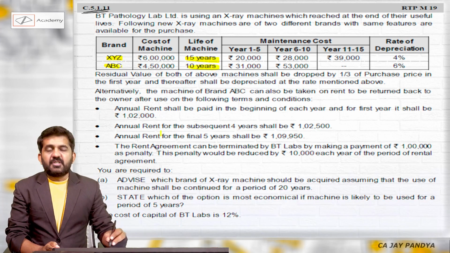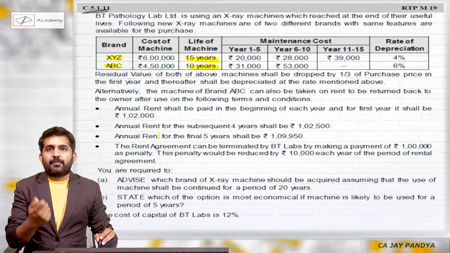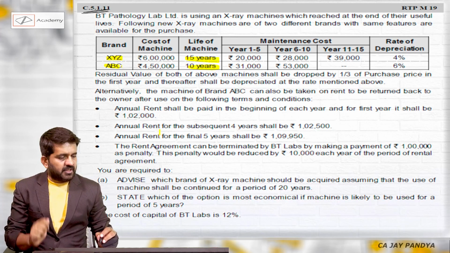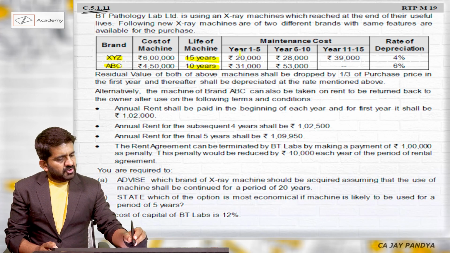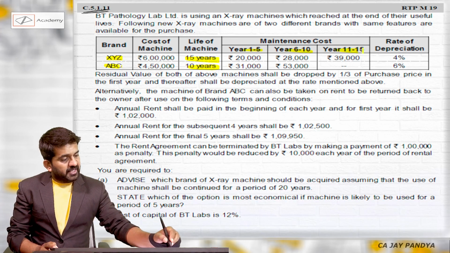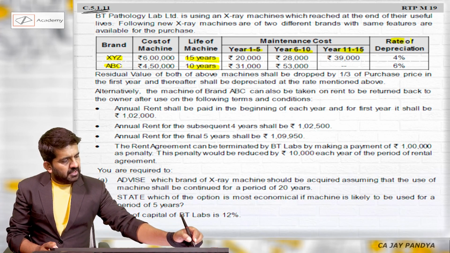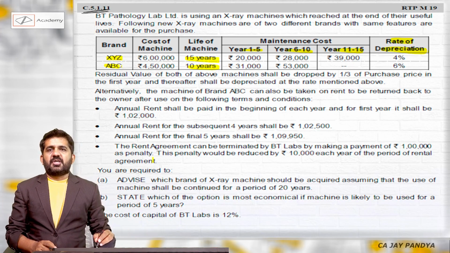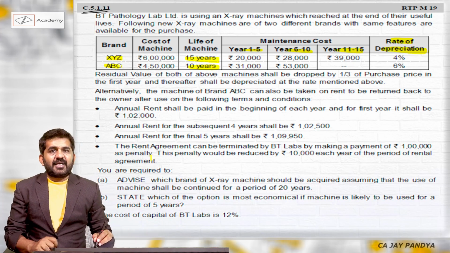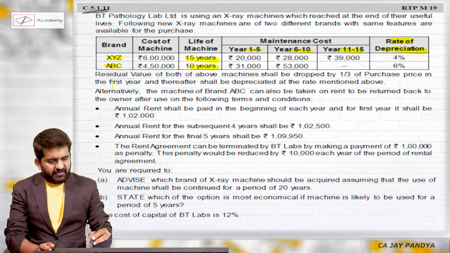Now life is different, so the equalized annual approach is more appropriate whenever the lives are not the same. Maintenance cost from 1 to 5 years, 6 to 10 years and 11 to 15 years are given. Rate of depreciation is given. If tax rate is given, then tax benefit on depreciation will be relevant.